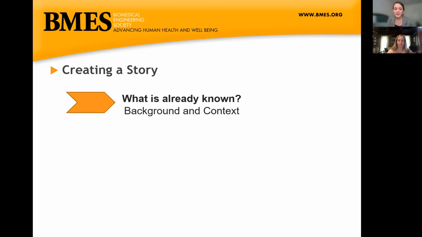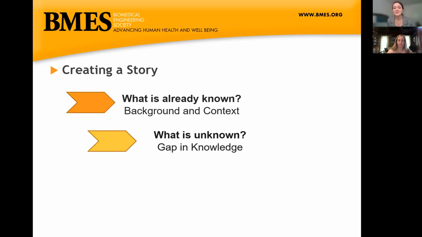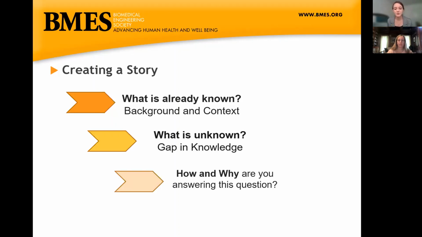You then want to think about what's unknown in the field. So what motivated this specific hypothesis? What is the gap in knowledge? So you've talked about what's already out there, what you're looking to find. And then you finally want to state your hypothesis directly and think about how and why you're going to answer this question. So as you think about your story, organizing it from this most broad understanding to the specific way you're going to investigate is going to give a nice flow to your reader so that they can start to think about the impact of this work.